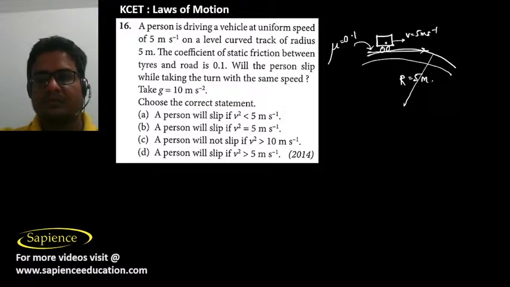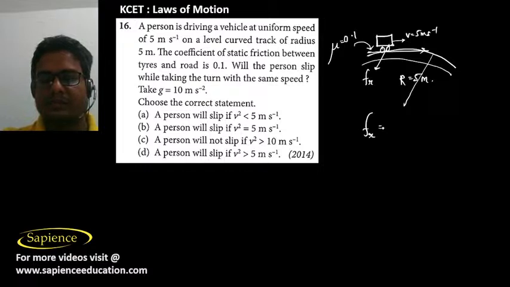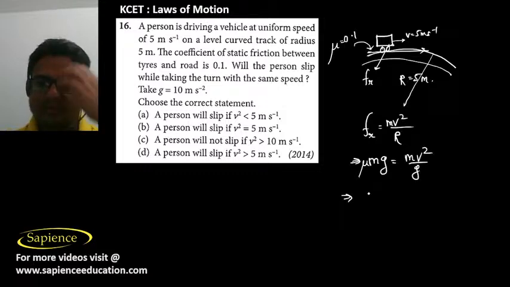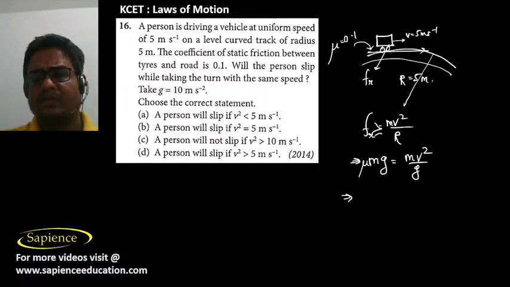So now here the frictional force is providing the necessary centripetal force, that is mv square by r. And frictional force is mu into N, N is equal to mg. So mu mg should be greater than or equal to mv square by r. Since the maximum static friction force Fs max should be more than mv square by r, else it will slip.